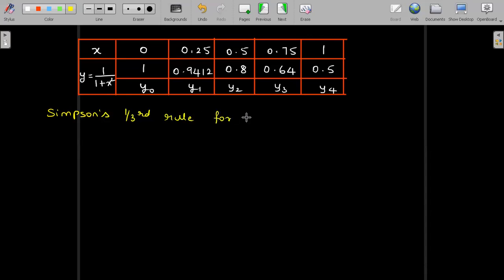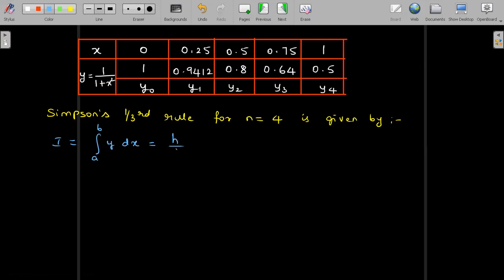And this we are writing for n is equal to 4. N is equal to 4 is given by I is equal to, I call the definite integral as I. So I is equal to integral a to b y dx. This is how the general formula is written.